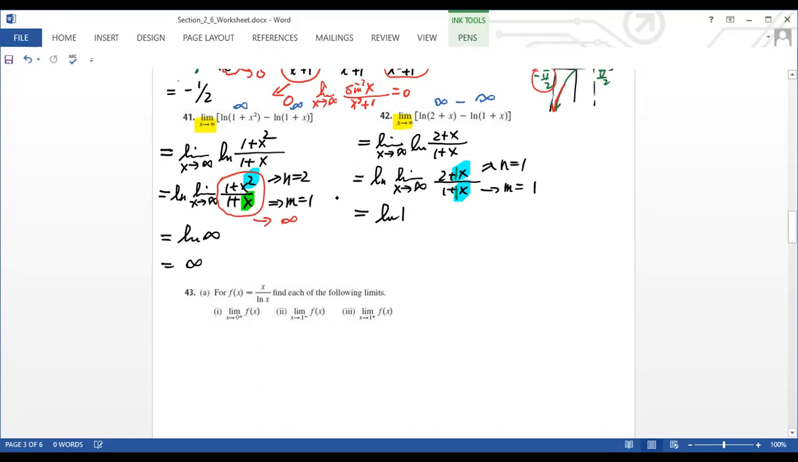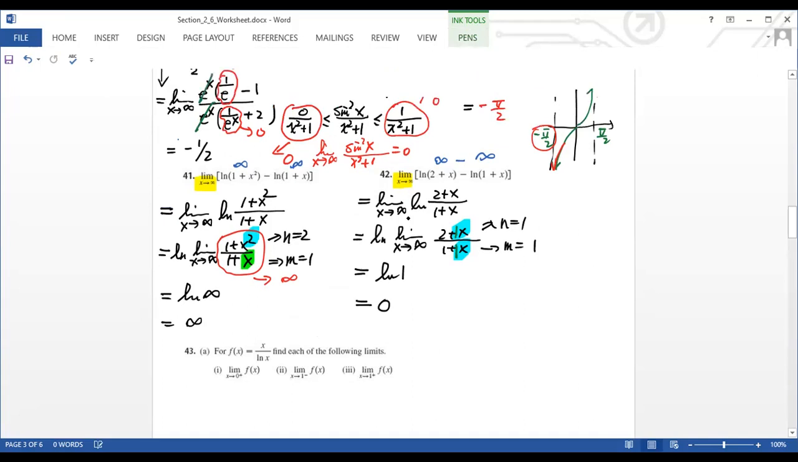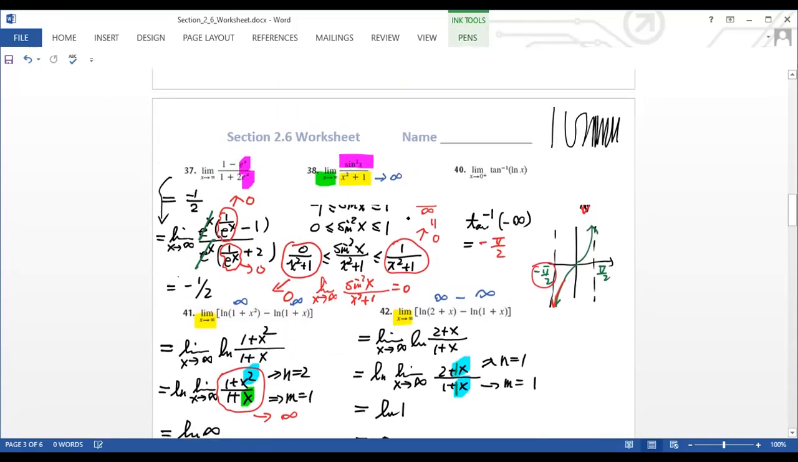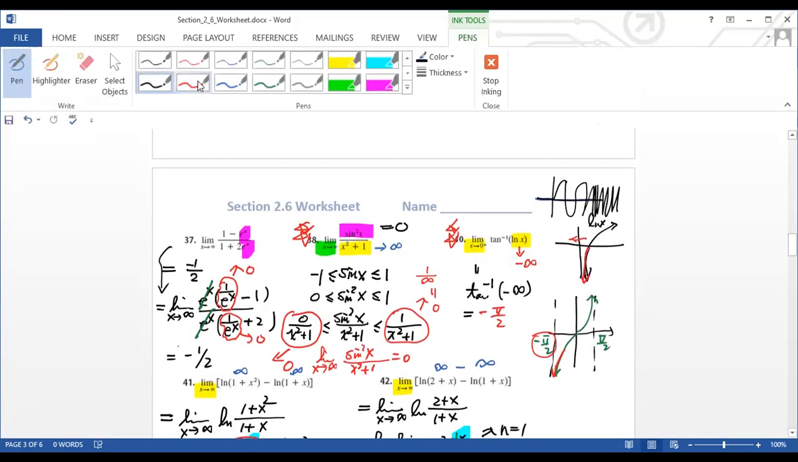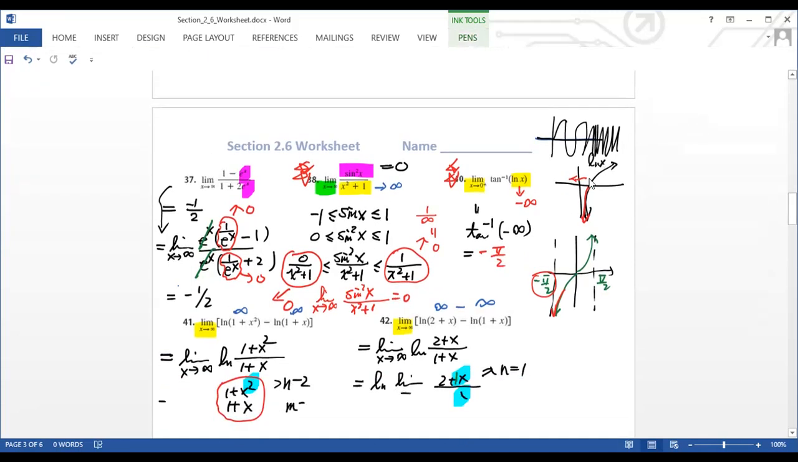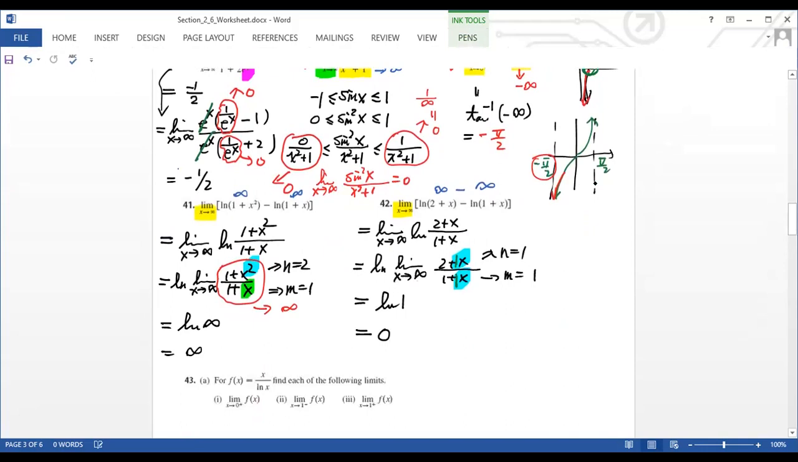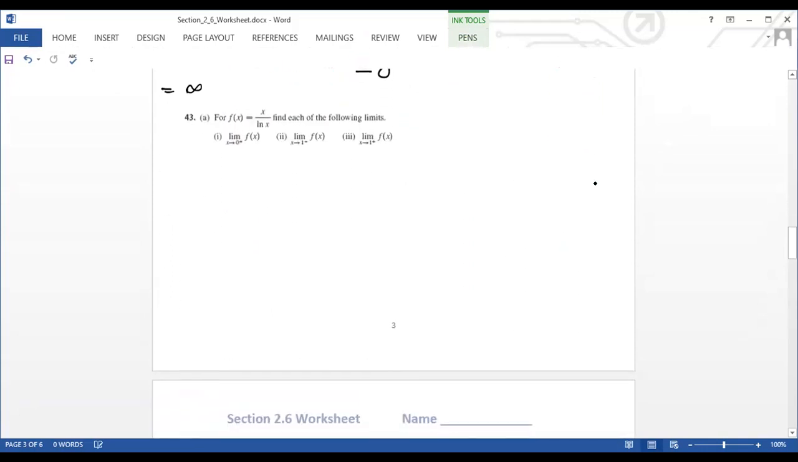So the limit is natural log of 1. What is the natural log of 1? We know the natural log of 1 is zero, right? If you take a look at the natural log function I graphed here, the natural log of 1 is equal to zero here. All right. Okay, so now let's take a look here.